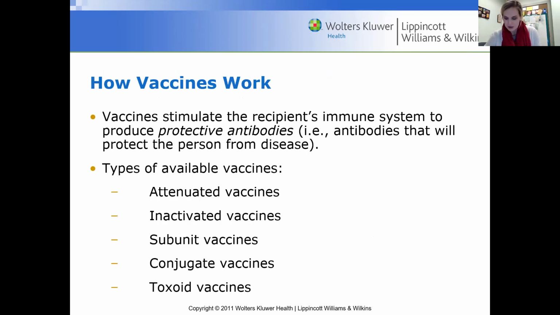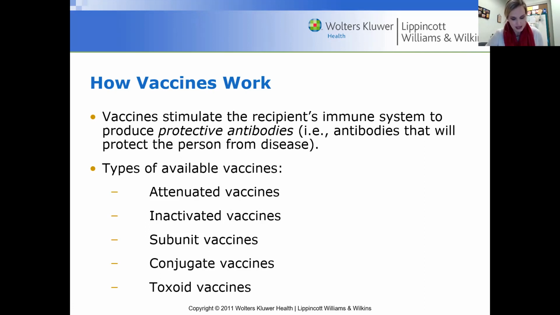These are examples of the different types of vaccines that are available to us. And I'm going to give you just what I would focus on, and I'll show you what I mean. So in this case, we see vaccines are stimulating the recipient's immune response to make those protective antibodies. From that receipt of the vaccine, we are creating antibodies to this particular pathogen. So there's a couple different types.